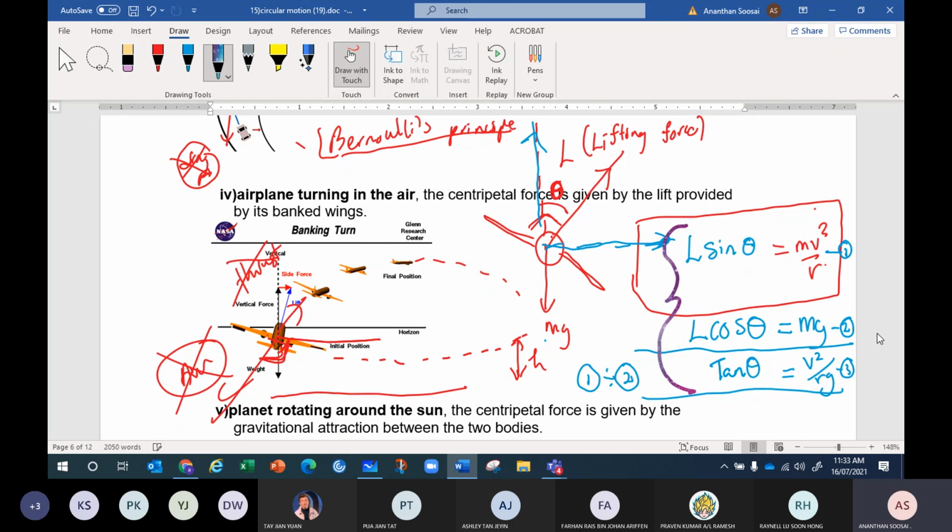I give you 1 minute, maybe take down the notes. I gave a free empty space at the side of these notes, so you have to write these three equations. The centripetal force is provided by what? The horizontal component of the lifting force, given by the lift provided by the bank, provides the centripetal force for this system.